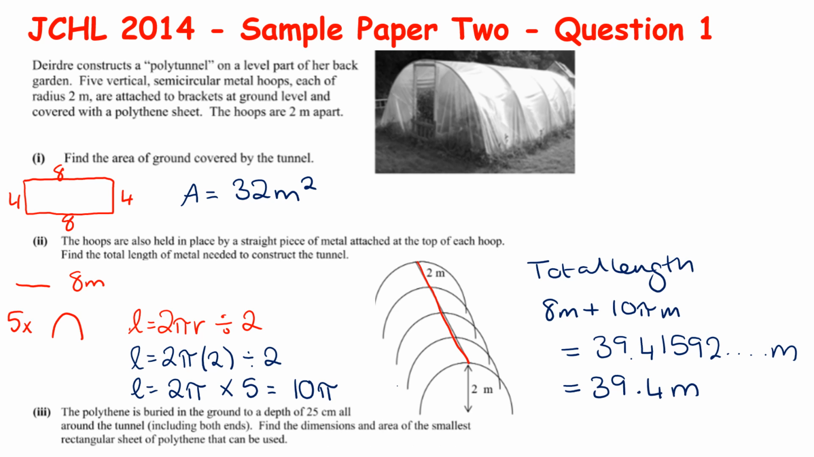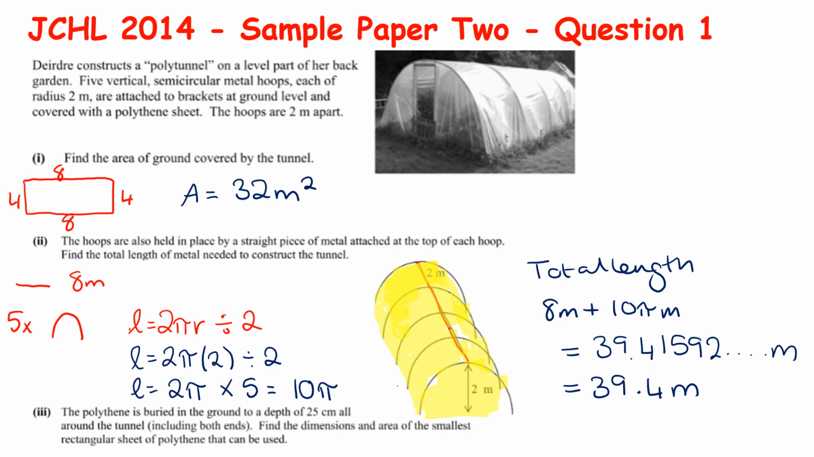Part 3 then says the polythene is buried in the ground to a depth of 25 centimeters all around the tunnel, including both ends. Find the dimensions and the area of the smallest rectangular sheet that can be used. So we're going to really want to figure out how do we cover this structure. So we want to find the area of this piece. We also want to find the front and the back. So what we're talking about here is surface area.